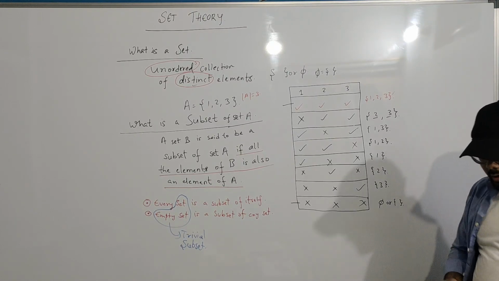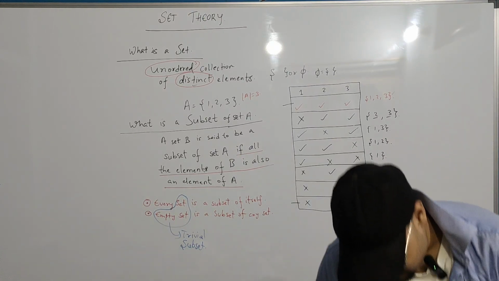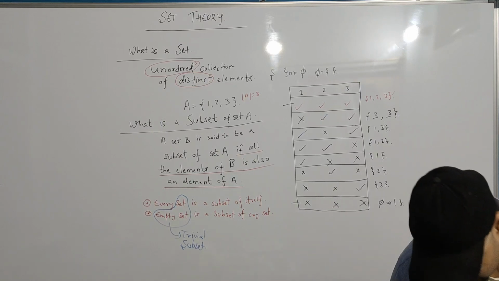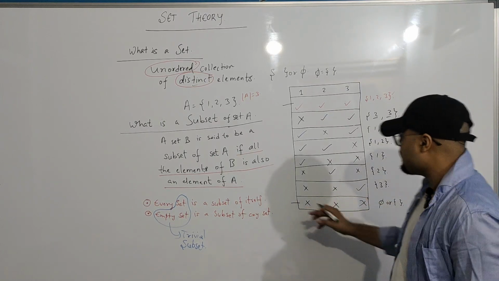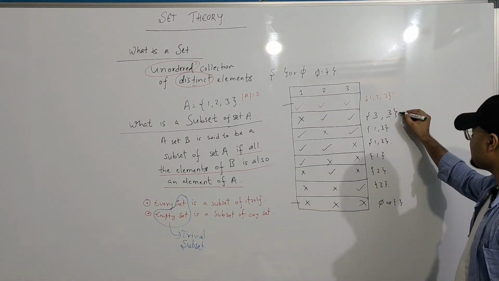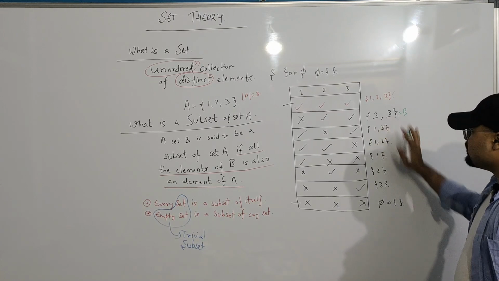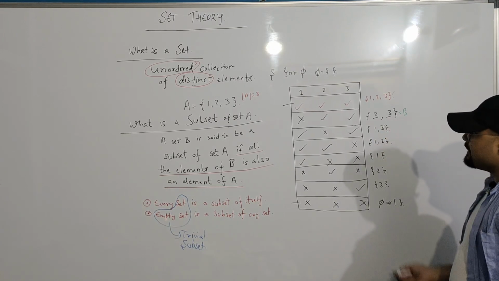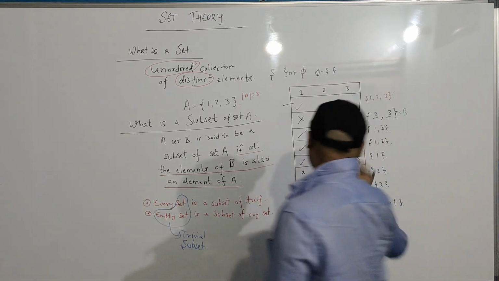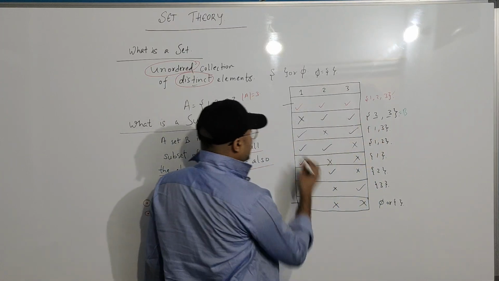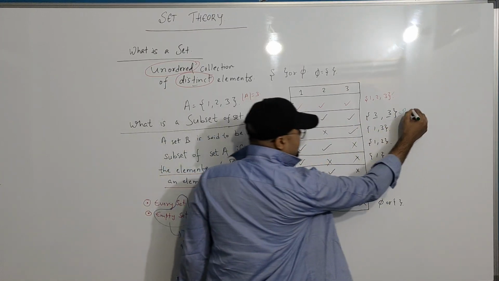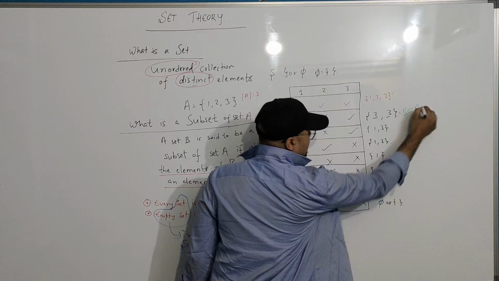And for proper subset, how do we represent it? For example, let's say this is my set B. B is equal to 2 and 3. Then how do I represent that this is a proper subset? The symbol for proper subset is this. So B is a proper subset of A.